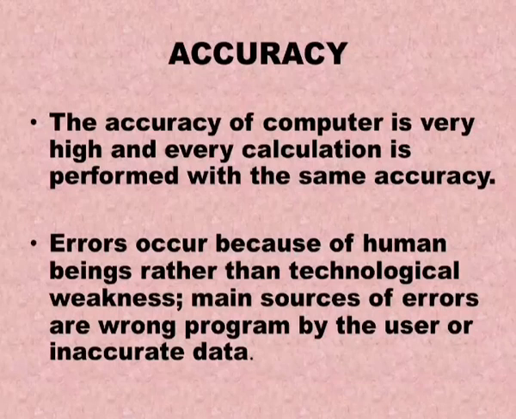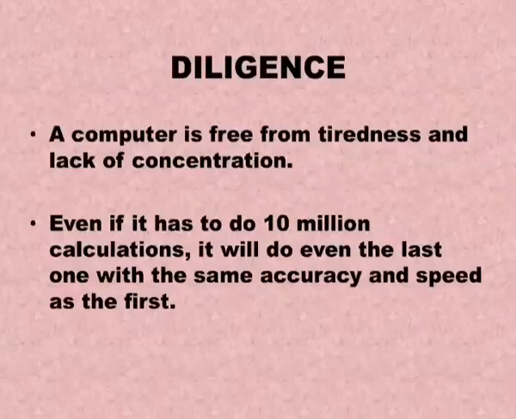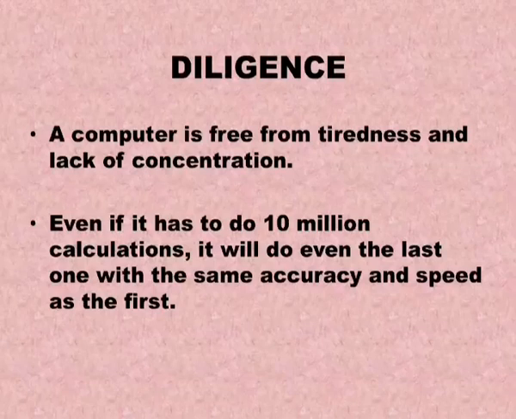The third point is accuracy. The accuracy of a computer is very high and every calculation is performed with the same accuracy. Errors occur because of human beings rather than technological weakness. The main sources of errors are a wrong program by the user or inaccurate data. Next is diligence. A computer is free from tiredness and lack of concentration. Even if it has to do 10 million calculations, it will do even the last one with the same accuracy and speed as the first.